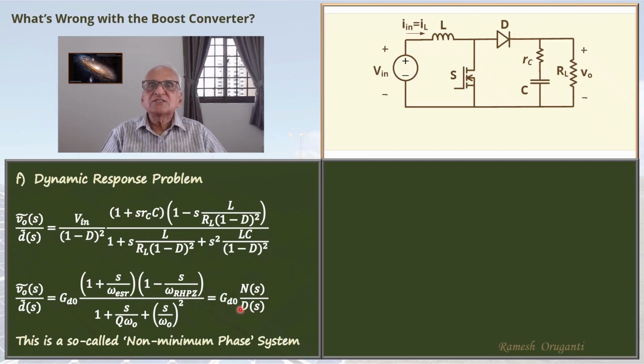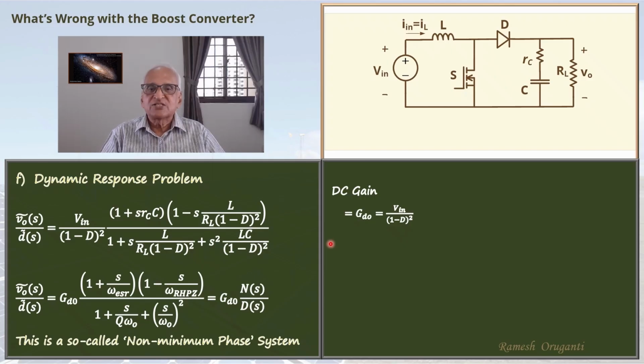DC gain is GD0. That is V in by 1 minus D whole square. Notice that this DC gain is not V0 by V in ratio. It is obviously not. This DC gain is the change in the output voltage to a change in the duty cycle at steady state. It is the slope of the voltage curve V0 versus D.